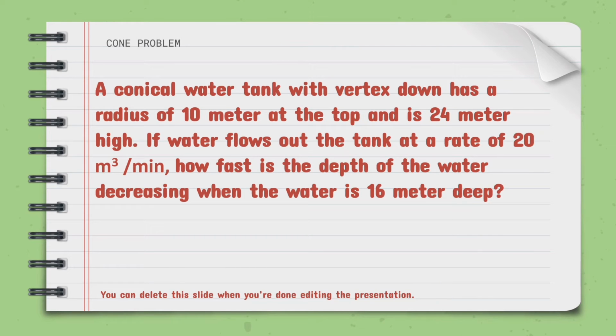A conical water tank with vertex down has a radius of 10 meters at the top and is 24 meters high. If water flows out of the tank at a rate of 20 meters cubed per minute, how fast is the depth of the water decreasing when the water is 16 meters deep?